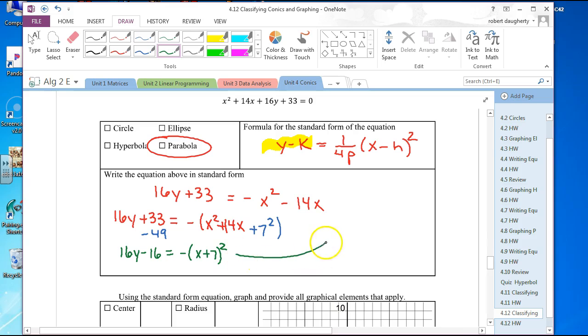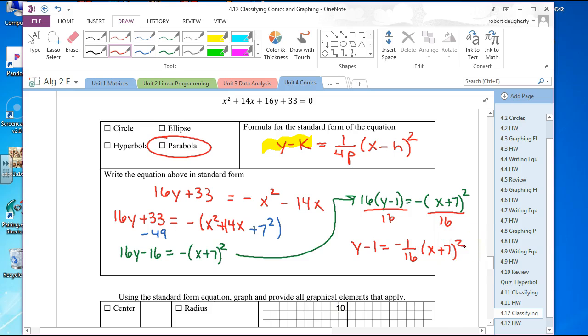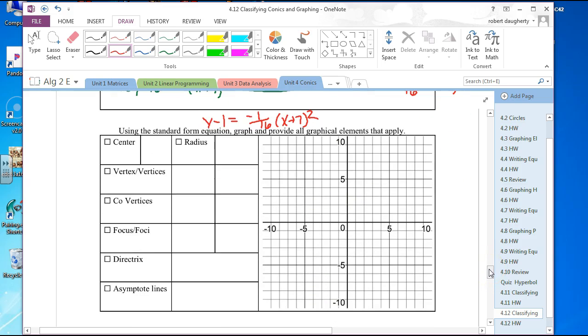What do I need to do now? On the left, let's factor out a 16. So you get 16 times y minus 1 equal negative x plus 7 squared. Okay. And now what? Do you see y minus k all by itself? Divide by 16. Yeah, so if you divide everything by 16, you get y minus 1 equal negative 1/16 x plus 7 squared. Pardon me? To make it p. Okay, we'll figure p out in just a minute.